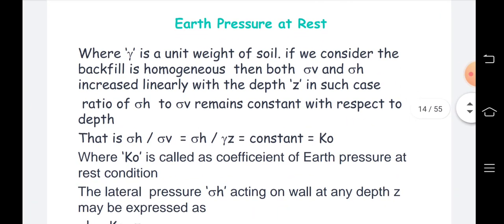Gamma is the unit weight of the soil. If you consider the soil mass, or the backfill, to be homogeneous, then both sigma v and sigma h increase linearly with the depth z. In such a case, the ratio of sigma h to sigma v is a constant, called K0, the coefficient of earth pressure at rest. K0 means the ratio of horizontal pressure to the vertical pressure. It is denoted by the letter K0.